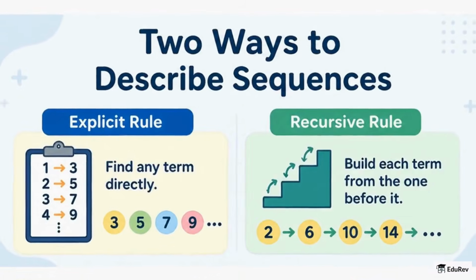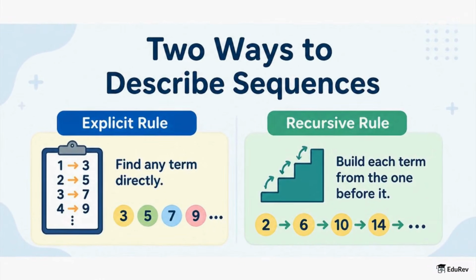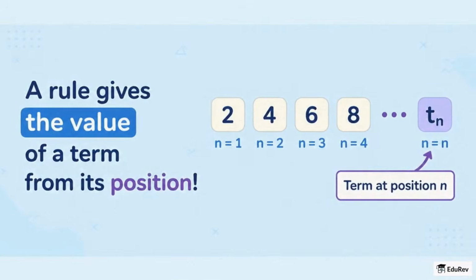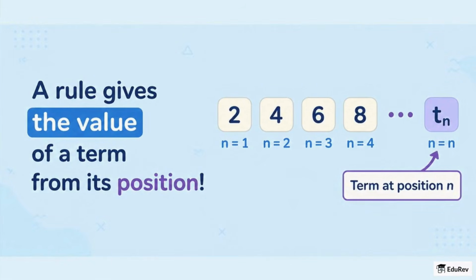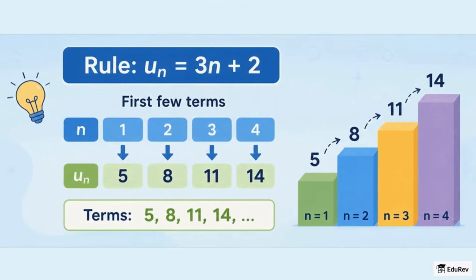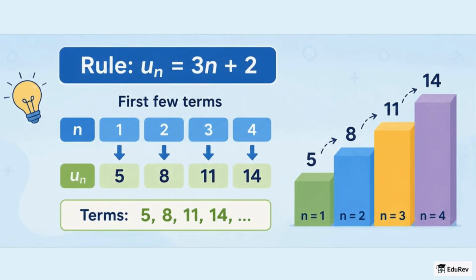Now let us talk about two ways to describe sequences: explicit and recursive rules. An explicit rule gives the value of a term directly from its position n. For example, u sub n equals 3 times n plus 2 gives terms 5, 8, 11, 14 and so on.